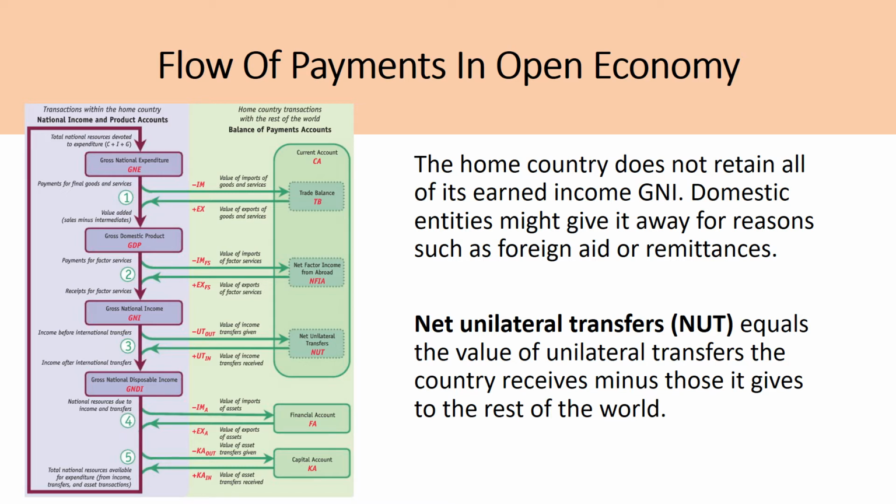and that is represented in the net unilateral transfers, the NUT account, which equals the value of the unilateral transfers the country receives minus those it gives to the rest of the world. And usually for developed markets, net unilateral transfers are negative because there are more outflows than inflows, whereas in developing markets, and I know in Vietnam, I was doing some research on that country a few months ago, net unilateral transfers are largely positive. So there's a huge surplus that the country depends on, and especially through tax revenue as well.